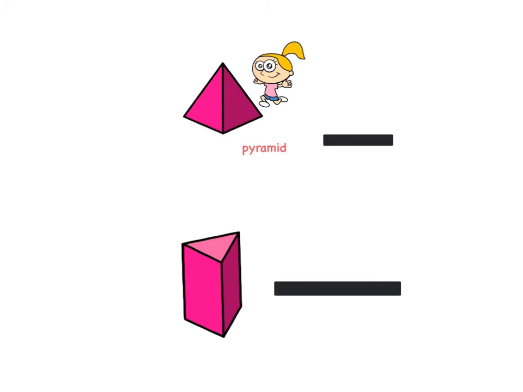Now this one at the bottom is a little bit different. This is a tricky one. It has a triangle face at the top and one at the bottom too. Okay, this shape is called a triangular prism. You can see its name just there.